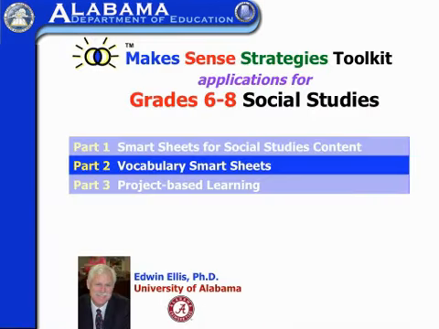And so these are just a few of the vocabulary smart sheets that are on the Make Sense Strategies Toolkit. And hopefully you'll be able to click through and explore some of these and find some that'll work for you.